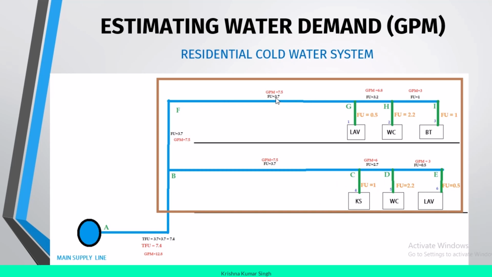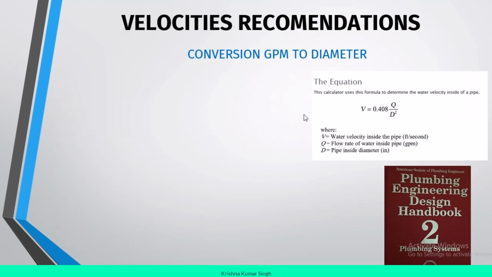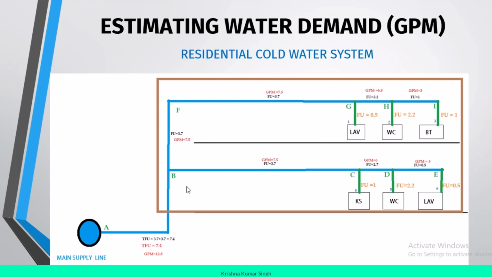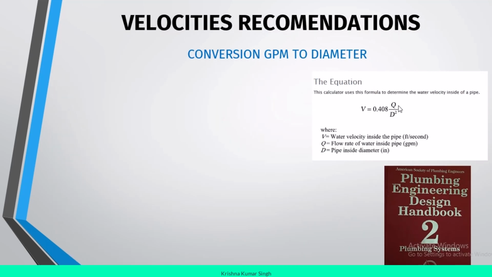But for these blue pipes, these cold water supply pipes, no data is available in IPC. We need some mathematical calculations. Now for the mathematical calculation, we have a general formula: V equals 0.408 Q over D squared. After rearranging, you can separate the value of D and find out the diameter. Here V is the water velocity, Q is the GPM that you already know. For example, if you find the diameter of the HI section, you know the GPM, so you will put it in place of Q.